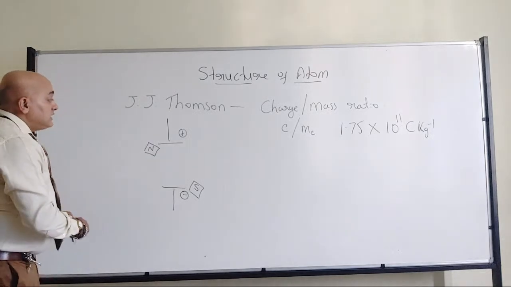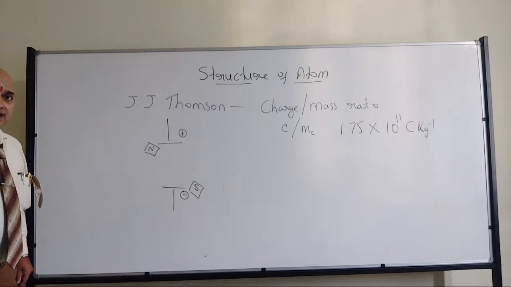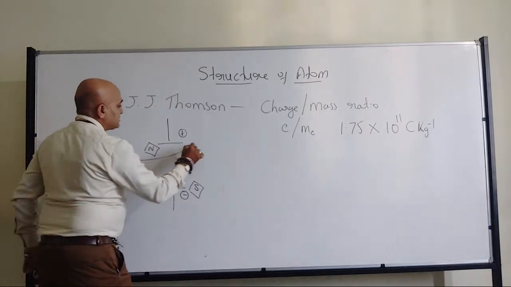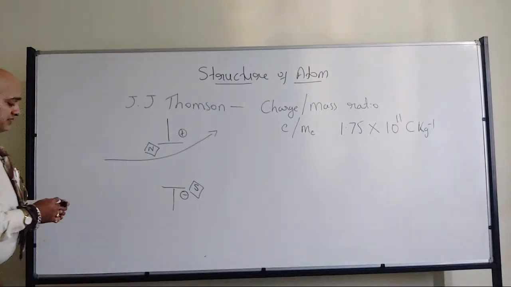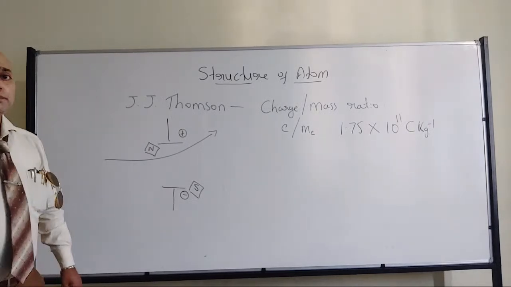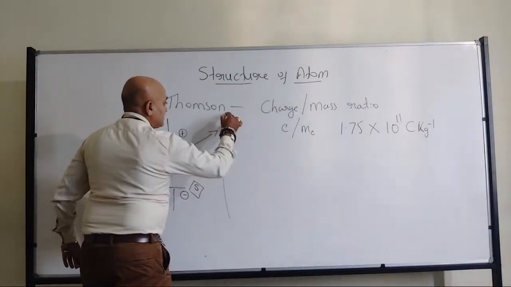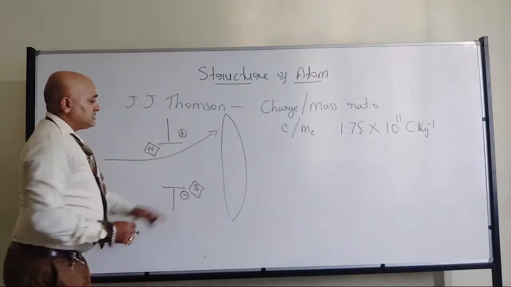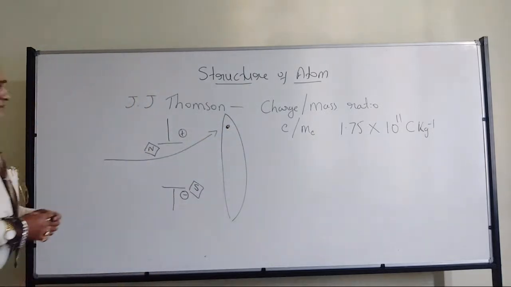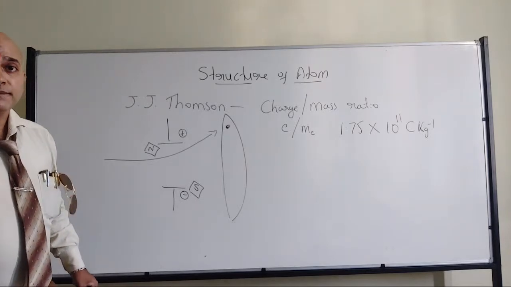Now, whenever these radiations, that is, these cathode rays, pass, they will have deviation towards the anode. So in the presence of electric field, whenever these radiations are passed, they will deviate towards the anode. This is a fluorescent screen, and that's where there will be formation of fluorescence. So that's what they can observe. It will deviate towards the anode.